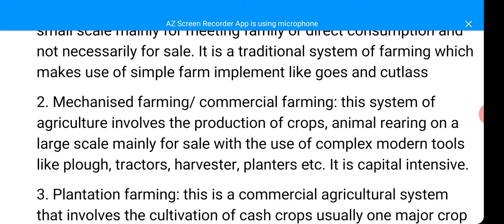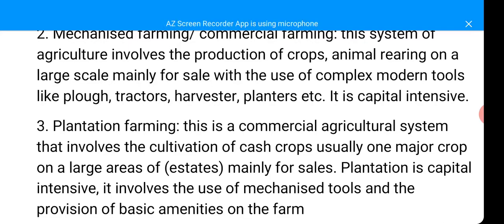And mechanized farming makes use of complex modern tools, unlike the crude implements used for subsistence farming. In mechanized farming, complex modern tools like plow, tractor, harvester, planter, and sower are used. Mechanized or commercial farming is capital intensive, that is, it requires huge amounts of money.